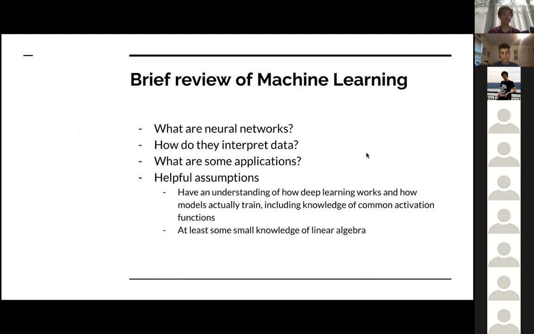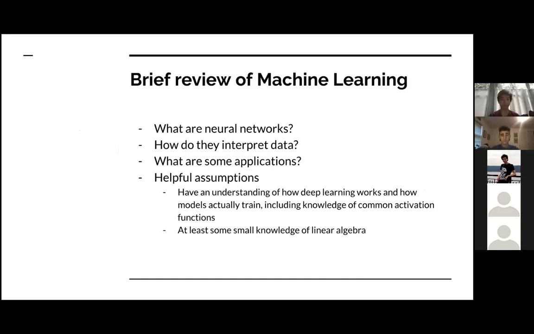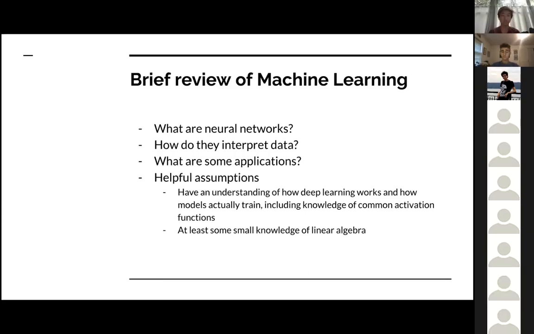So, a brief review of machine learning for some people who are getting adventurous and doing an intermediate level talk. What are neural networks? They are an abstraction of the human brain, and they model neurons in order to produce some output. How do they interpret data? They interpret data in a variety of ways, and we can see that as that evolves along with neural models. For example, the main way they do it is purely through vectors, but there are many approaches to that. What are some applications?